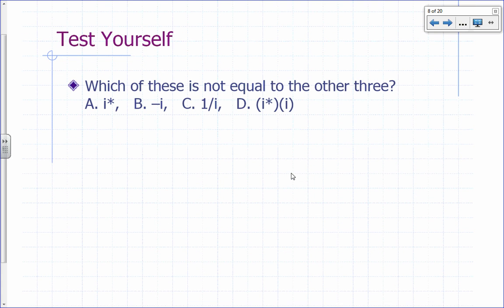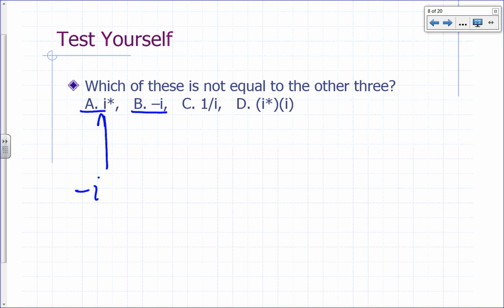Which of the following is not equal to the other three? Three of these things belong together. They're kind of the same. Which one's not the same? Let's do i star. You see a star, anytime you see an i, you replace it by negative i. So this is the same thing as negative i, right? So A and B are the same.